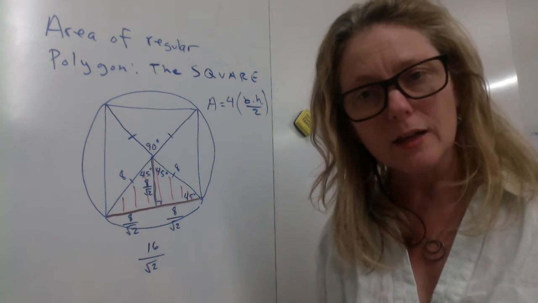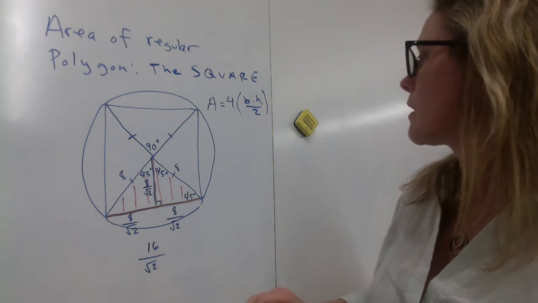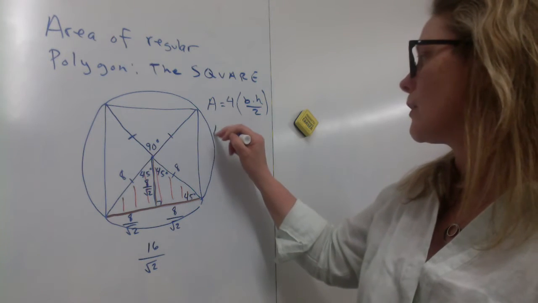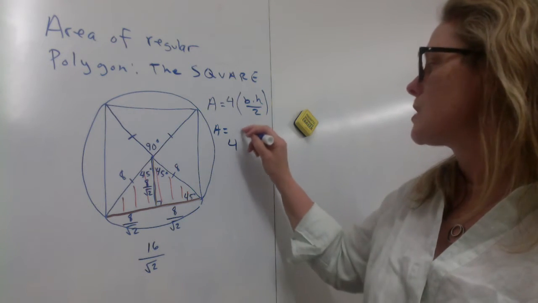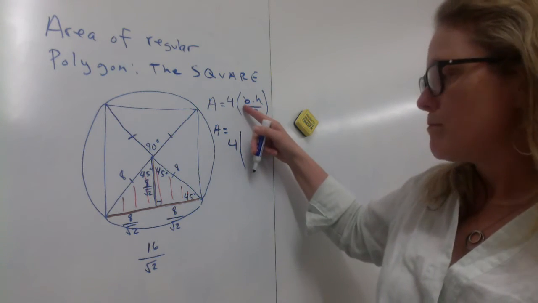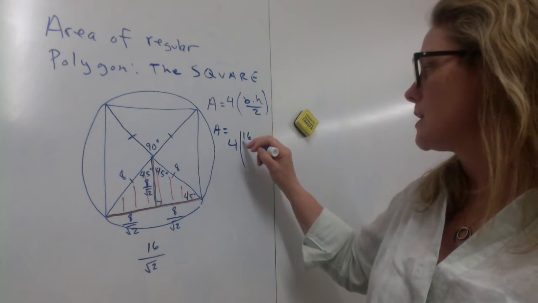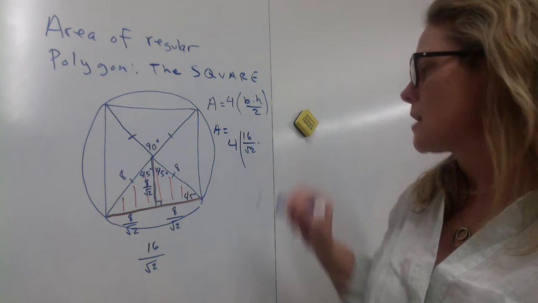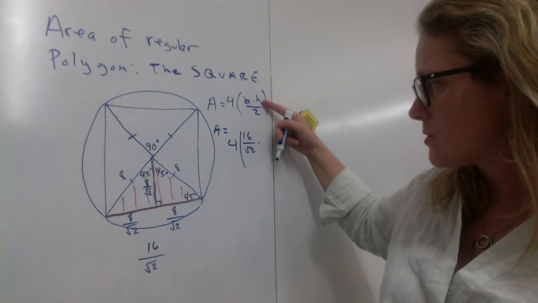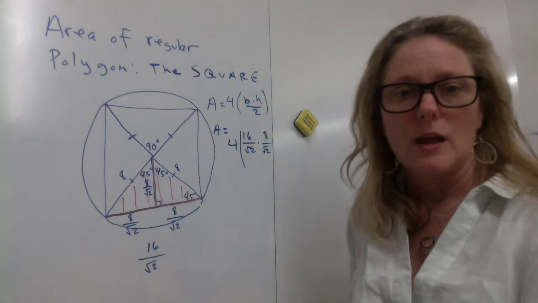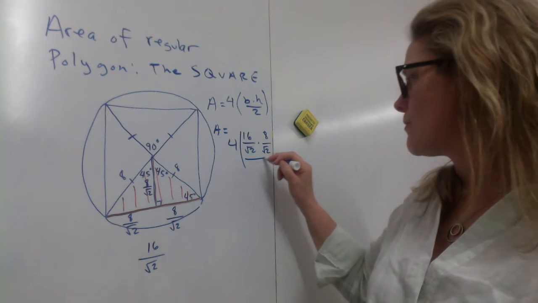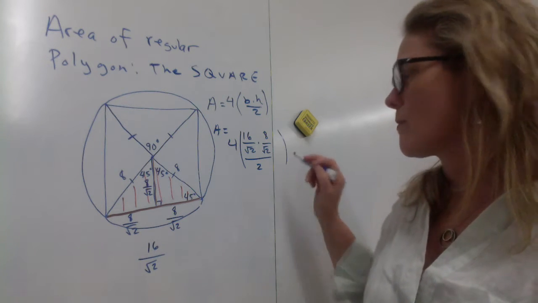So I'm going to go back and put those into my formula. I'm going to write area equals 4 times my base, which is 16 over root 2, times the height, which is 8 over root 2, and that whole thing is still being divided by 2.